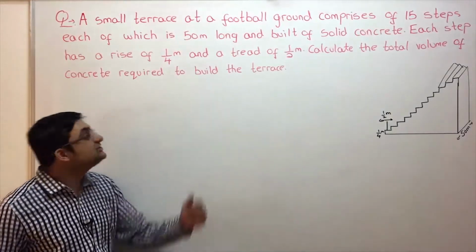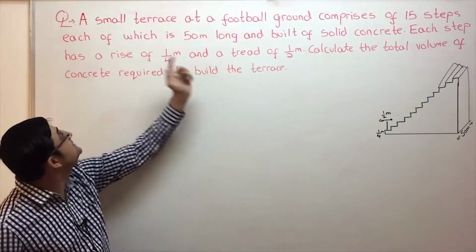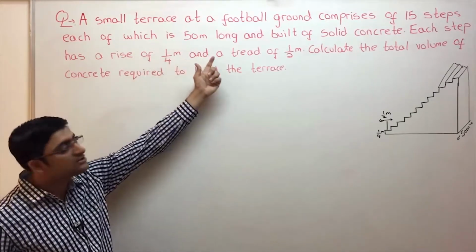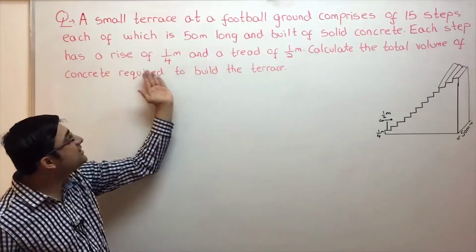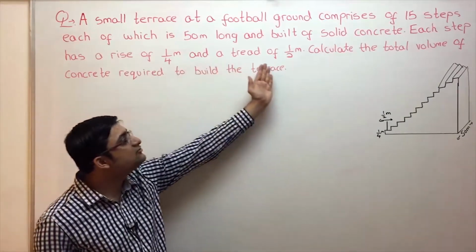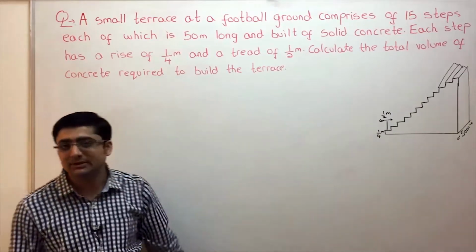So let's read the question. A small terrace at a football ground comprises 15 steps, each of which is 50 meters long and built of solid concrete. Each step has a rise of 1/4 meter and a tread of 1/2 meter. Calculate the total volume of concrete required to build the terrace.